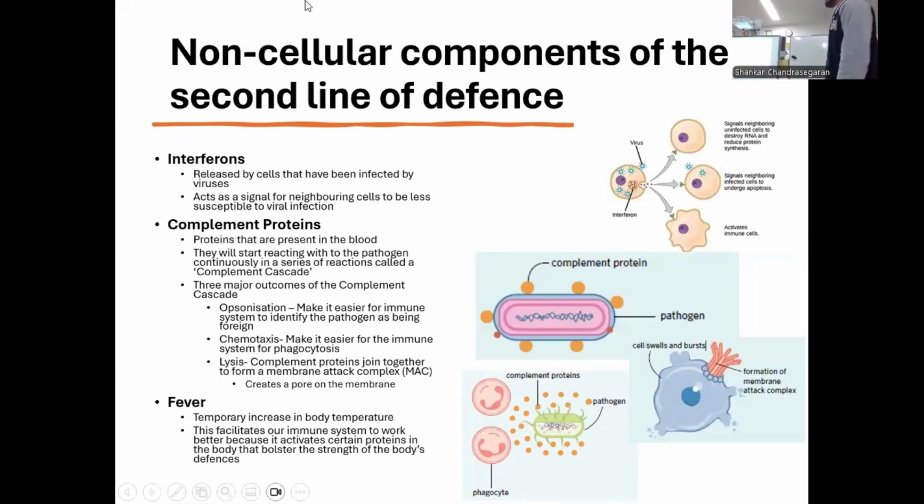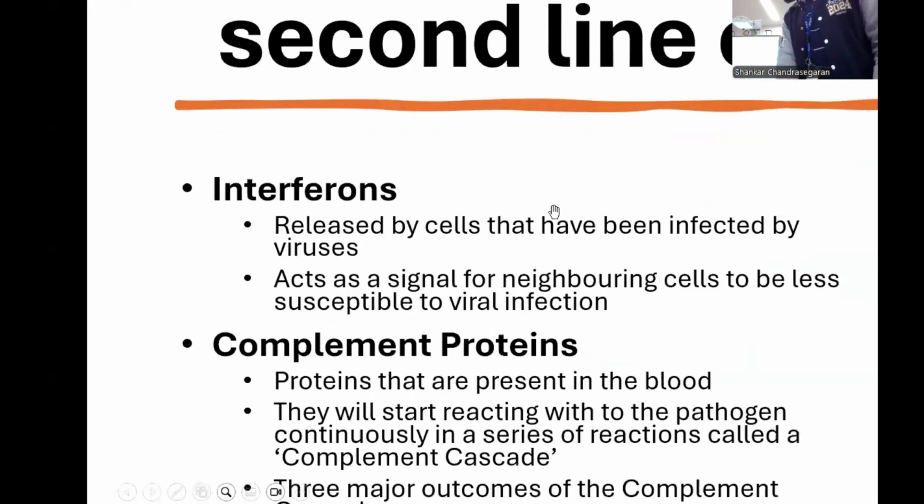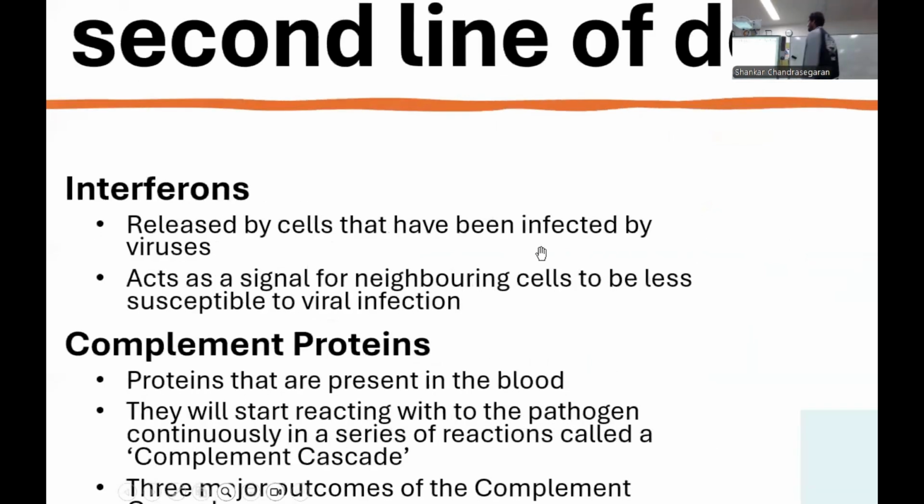All right. So now that we've talked about all the cellular components of your immune system, let's focus on the non-cellular components, which are not exactly cells. They are either proteins or an entire cascade response, right? So talking about your molecules, the first one we're looking at is your interferons. Interferons are basically molecules released by a cell that has been infected by a virus. They act to signal the neighboring cells to be less susceptible to the viral infection.